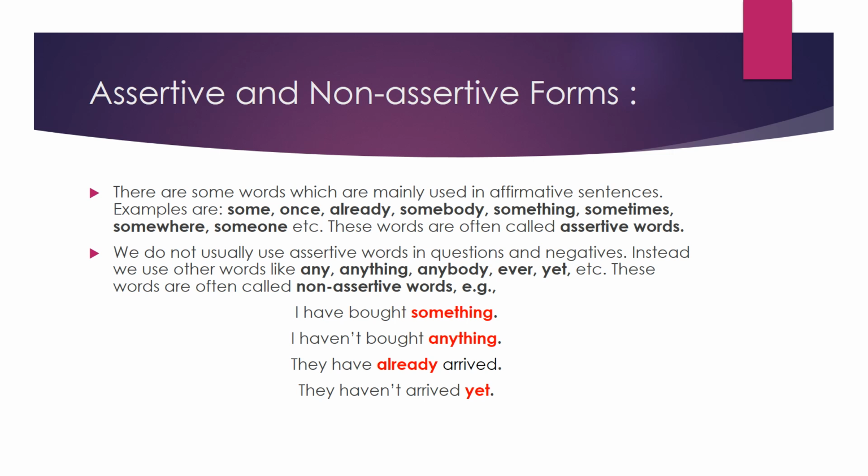And as I told you, you can find a list of examples of the assertive and the non-assertive forms that are most commonly used in English on page 185 in your textbook. Please go and check this page because it is very important.